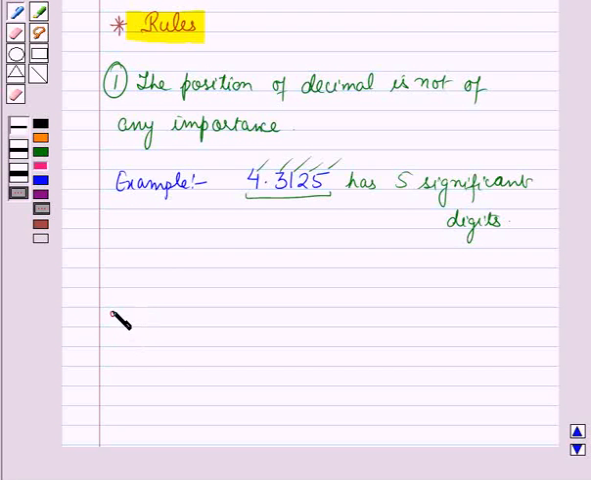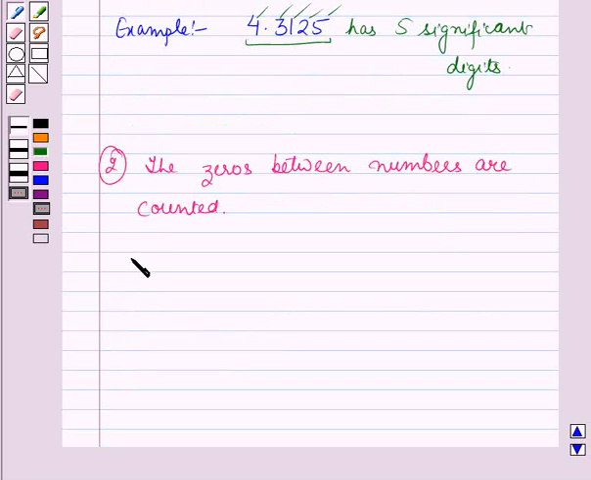And the second rule is, the zeros between numbers are counted. Now let us see one example for this. In this, we have to find out number of significant digits in 5.409. Now here 0 is lying between 4 and 9. That means this 0 will be counted. So the number of significant digits in this number is 1, 2, 3 and 4. So it has 4 significant digits.